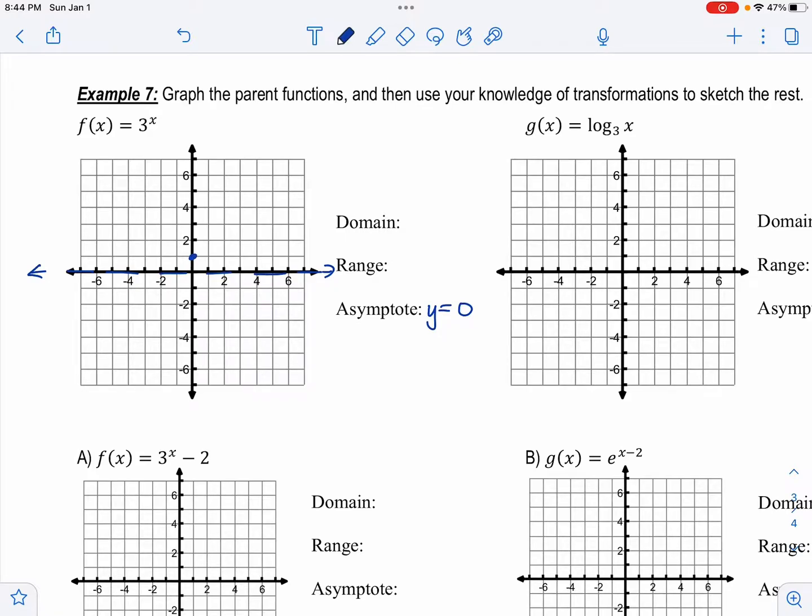And then I know it's growth because it's a positive 3. So I'm going to go up and to the right, sketch, and there's what it looks like. Domain, all real numbers. Range, 0 to infinity, not including 0. All right, so now if you're like, okay, what about the base of 3? I care about if you know where the asymptote is, and then if there are any transformations, horizontal, vertical, or reflections.